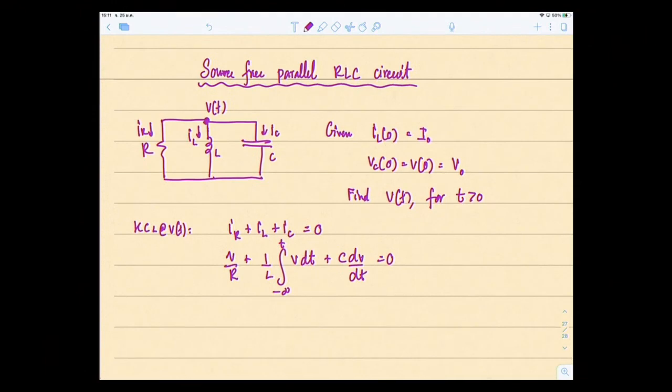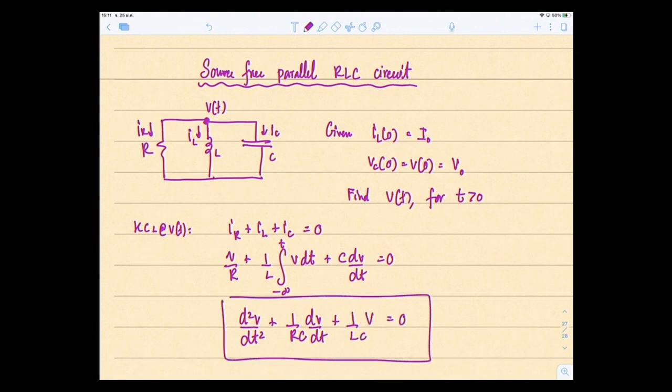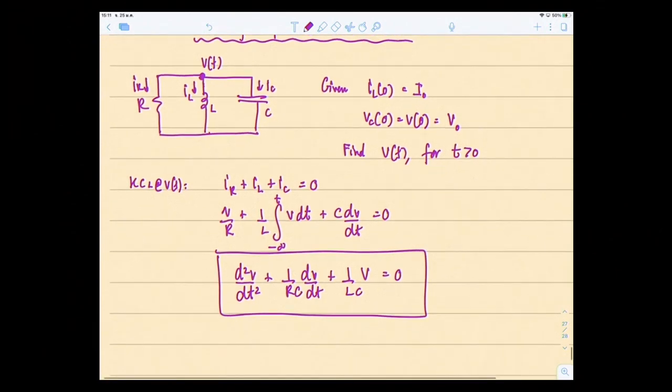And I'm going to take the derivative again to get rid of the integral sign, and divide everything by the capacitor. The formula I will receive is d squared V/dt squared plus 1 over RC dV/dt plus 1 over LC V equal to 0. So back to second order differential equations.